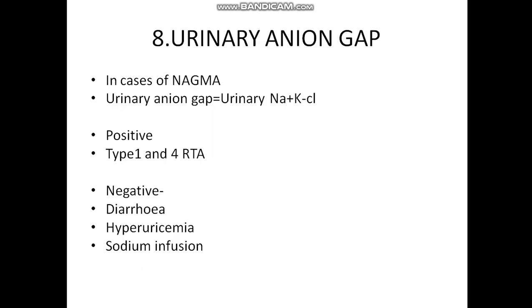Now coming to urinary anion gap. Urinary anion gap is calculated mainly in normal anion gap metabolic acidosis. So how do you calculate it? Urinary anion gap is equal to urinary sodium plus potassium minus chloride. If it is positive, that is more than 0, it is type 1 and type 4 RTA. If it is negative, it is because of diarrhea, hyperalimentation or saline infusion. Okay, that is the urinary anion gap in cases of NAGMA.